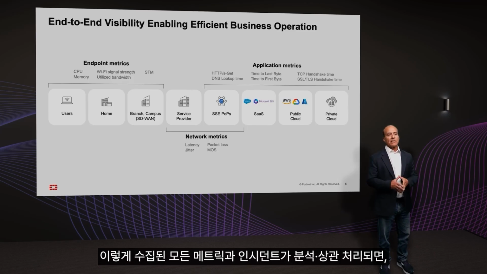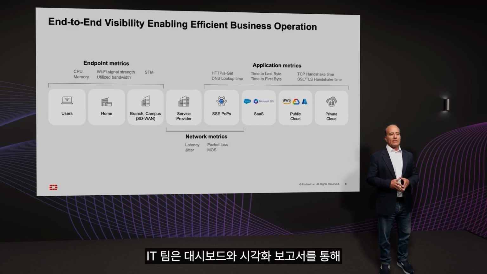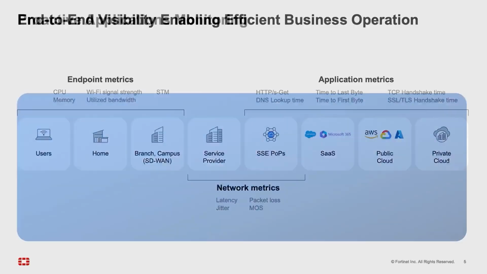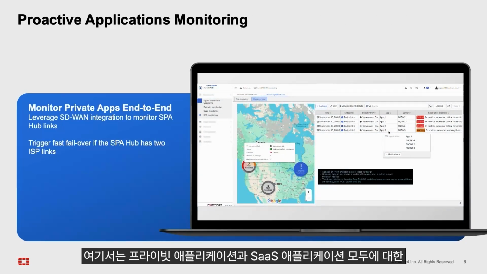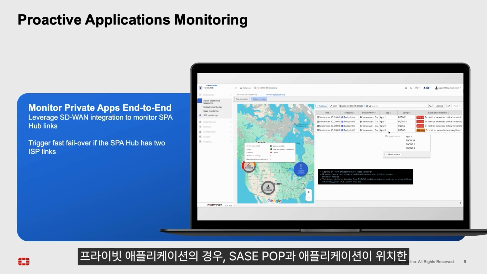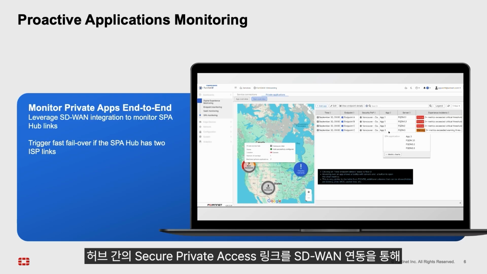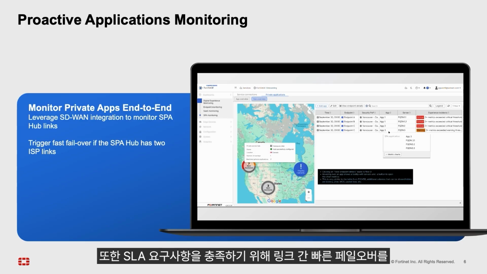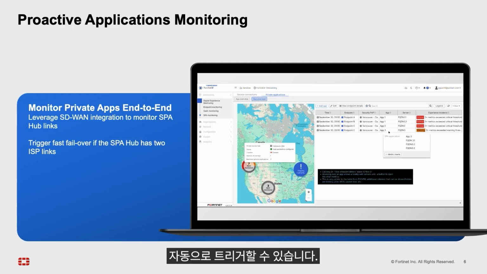Once all these metrics and incidents are monitored and correlated, IT teams are presented with a dashboard, visualizations, and reports, allowing them to take precise action. Here we provide proactive visual application monitoring for both private and SaaS applications. For private applications, we can monitor the secure private access links between the SASE POPs and the hubs where the applications are hosted. Through the SD-WAN integration, we can trigger a fast failover between the links to meet the SLA requirements set in place.